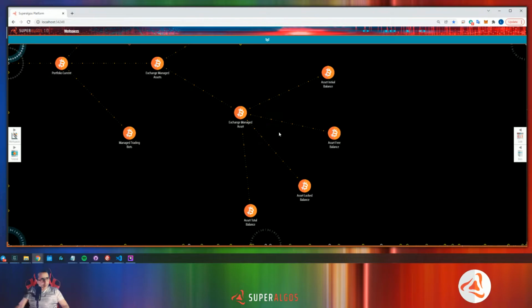So the issue is, okay, I will write another issue here. Exchange manage asset, missing children feature missing.